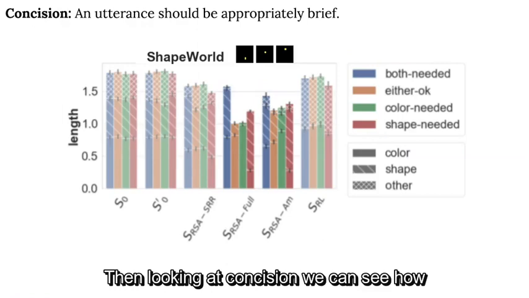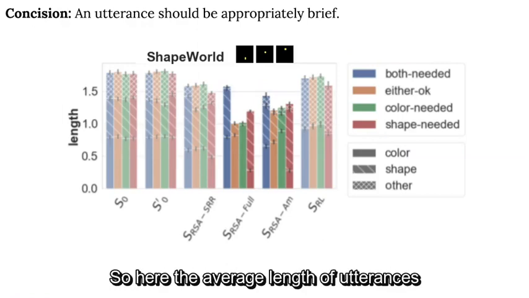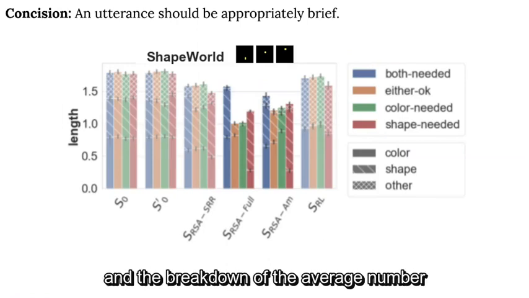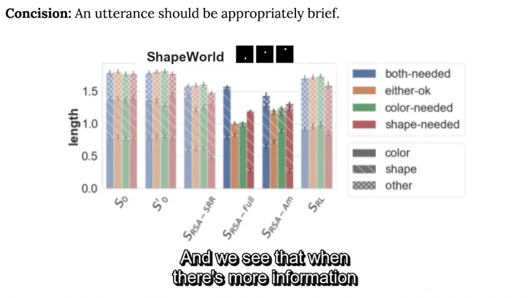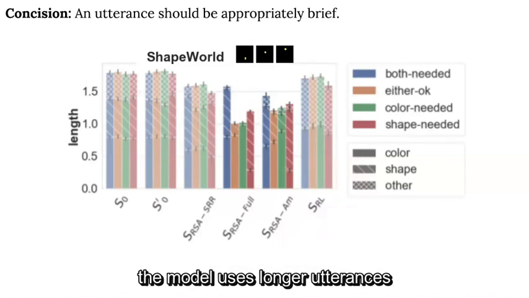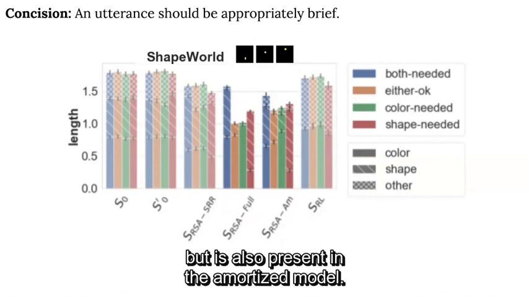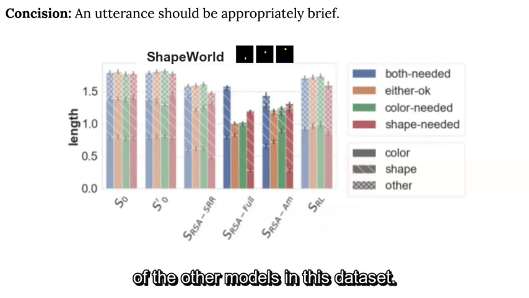Then looking at concision, we can see how length differs depending on context. So here are the average lengths of utterances produced in each of our game contexts and the breakdown of the average number of shapes and colors per utterance. And we see that when there's more information required, so these both needed contexts, the model uses longer utterances, which is seen most prominently in the RSA model, but is also present in the amortized model. And this pattern we don't observe as much for any of the other models in this dataset.